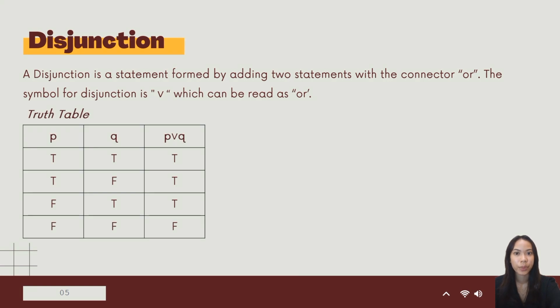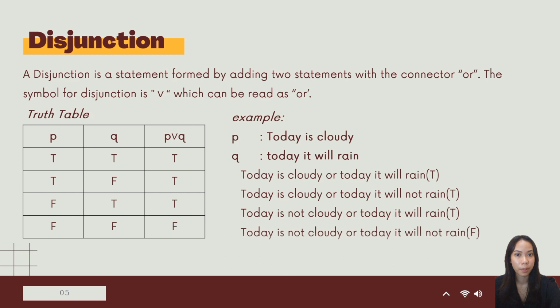P is true, Q is true, P or Q is true. P is true, Q is false, P or Q is true. P is false, Q is true, P or Q is true. P is false, Q is false, P or Q is false. For example, premise P, today is cloudy. Premise Q, today it will rain.